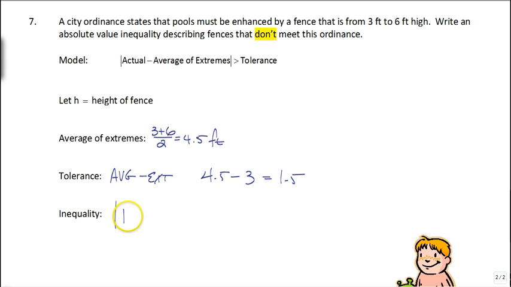So our inequality is the height minus 4.5 has to be greater than 1.5. And then all you have to do is solve both of them, and you are going to end up with the height has to be greater than 6 or less than 3.